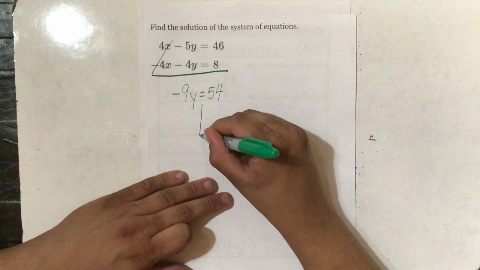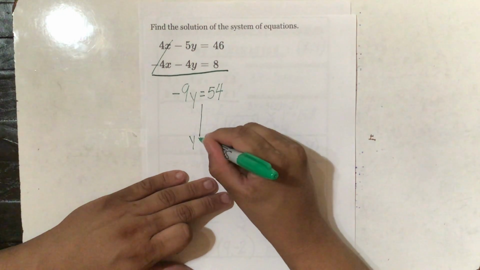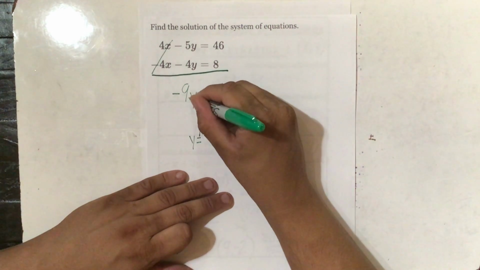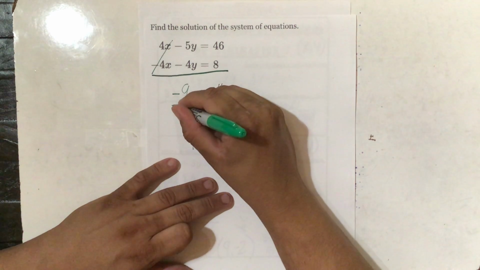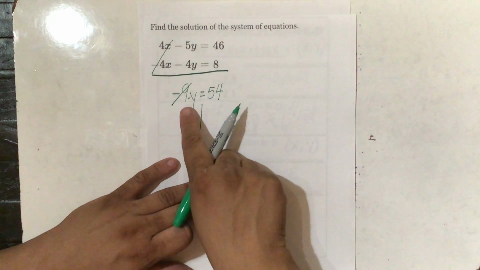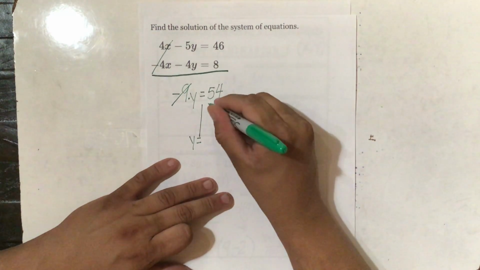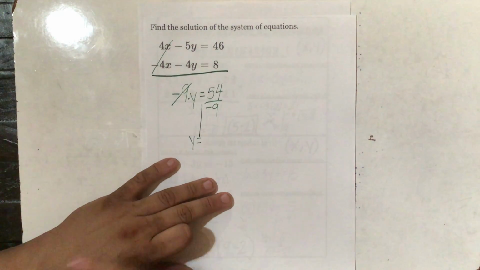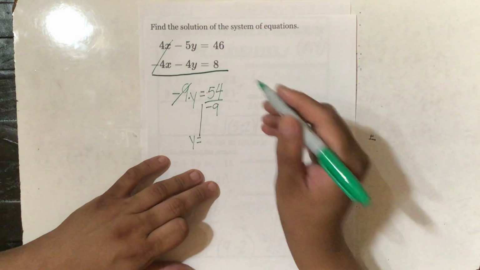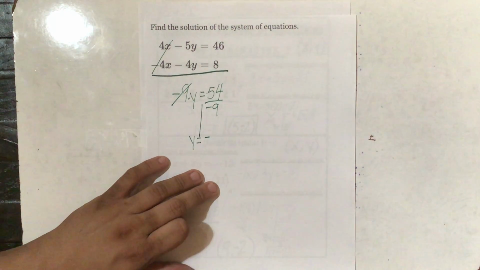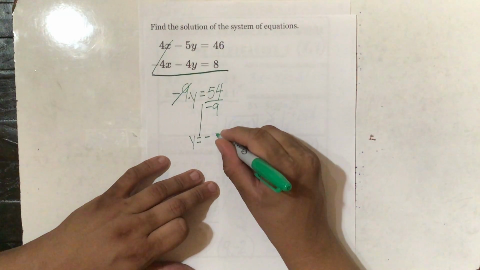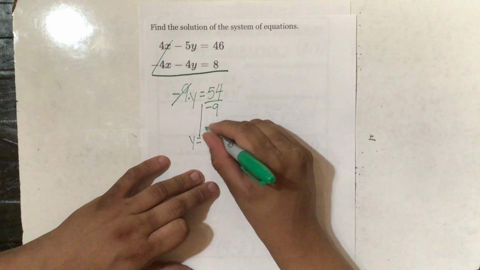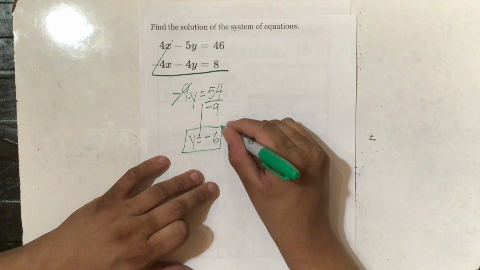Now, to solve for y here, get y by itself. This is negative 9 times y, so I'm going to cross out negative 9. The opposite, or the inverse of multiplying, is division, dividing by negative 9. A positive divided by a negative is a negative. 54 divided by 9 is 6. So I have my y part.